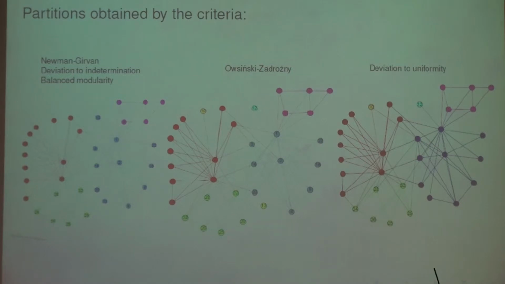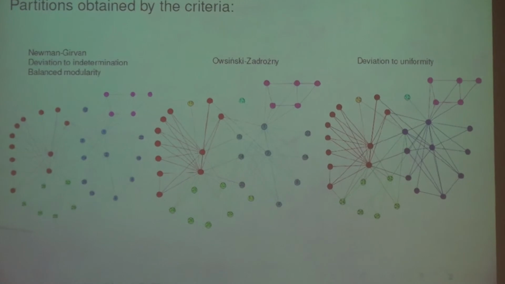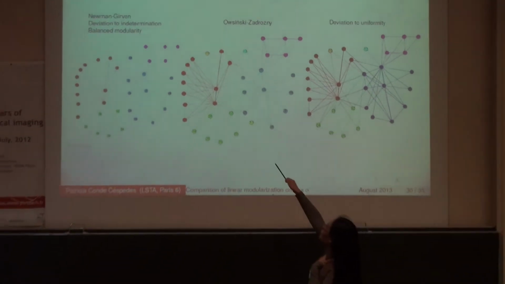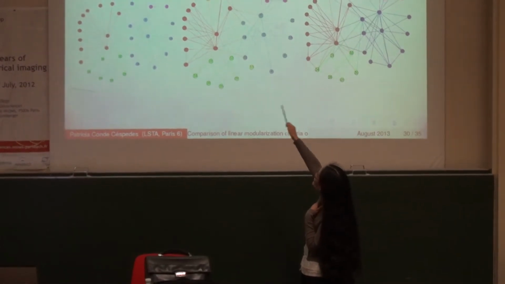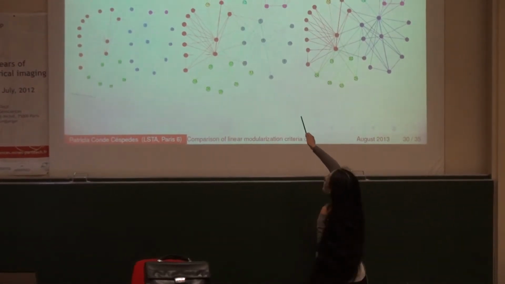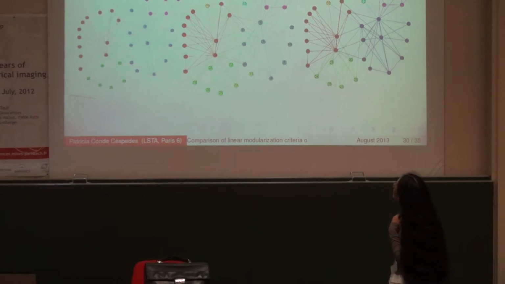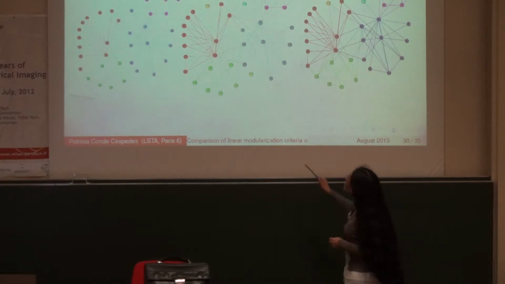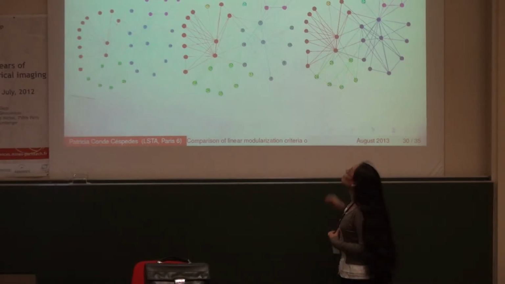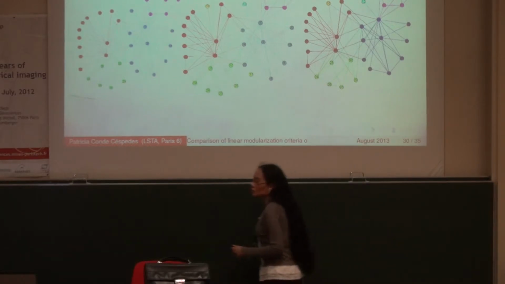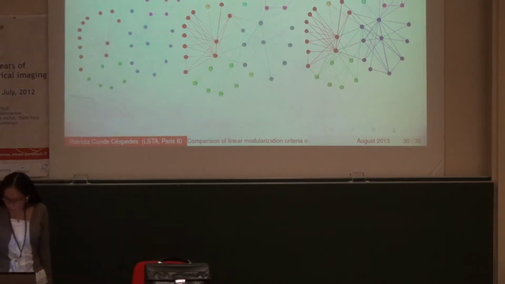And in real life, Zachary, when he built this network, doubted about putting number 10 in the red cluster or in the blue cluster. And 12 as well is separated by these both criteria.